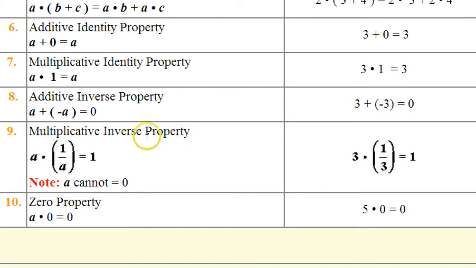Multiplicative inverse property. Now this one is the only one where you have the situation: A cannot be 0, so it can be any other number but 0. Basically, A times 1 over A is 1, and this is what we call the reciprocal. So 3 times 1/3 is equal to 1. And the zero property: basically anything times 0 is 0.